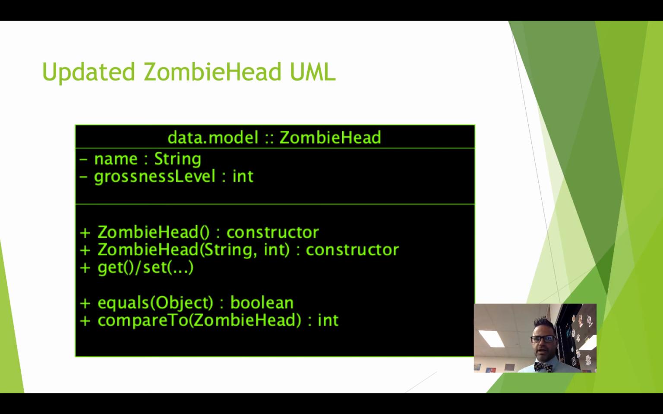We have our updated ZombieHead UML, so we can take a look at that. So we have our grossness level and name on that. We added a method for the .equals method and .compareTo, and those are both public methods. And so now with our updated ZombieHead UML, if we were to do more project with that, we have a clear API of what we can use to actually talk about our ZombieHead and what it can do. And that's where we're going for that.